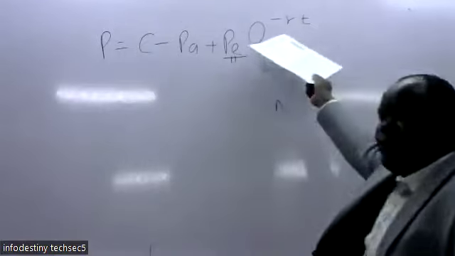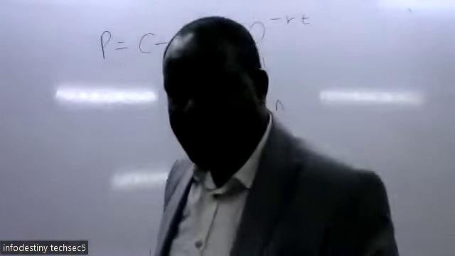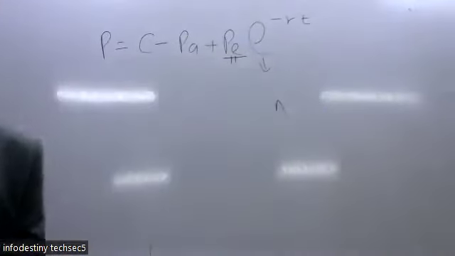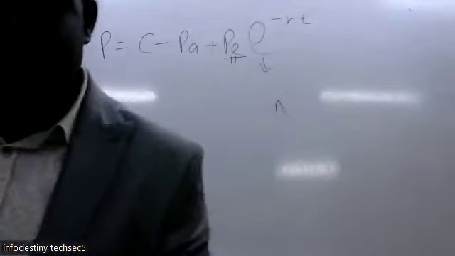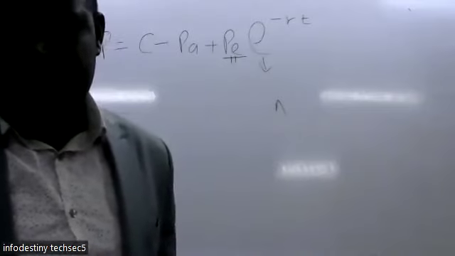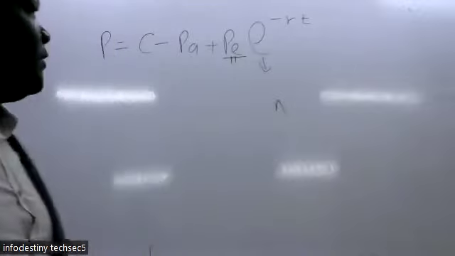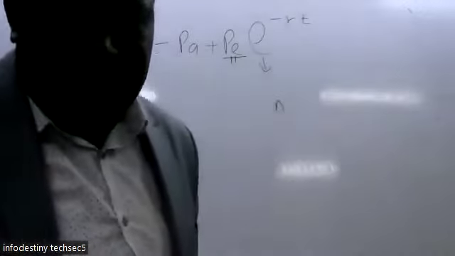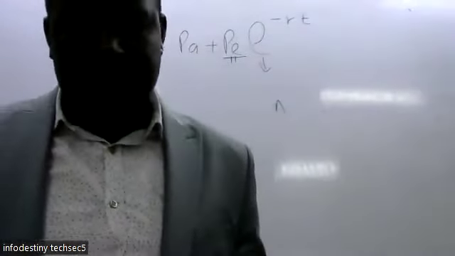R is the risk-free rate. R is meant to be the risk-free rate. Then T is the time remaining to maturity, and it must be in the form of the year. So that's now what we can be able to get in that model.